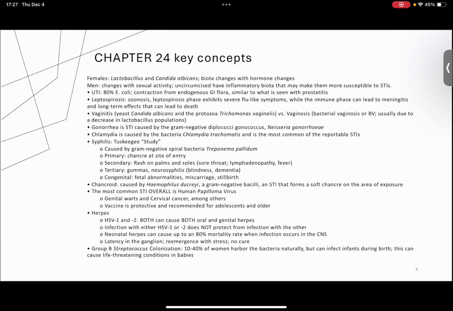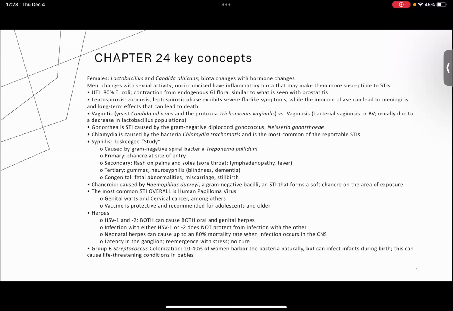There is no cure for herpes. It is lifelong. It hides out in the ganglion of nerves and reemerges whenever there's stress, either immune stress or emotional stress, physical stress, whatever, which will lead to reemergence of the virus and then exhibition of those vesicles that are associated with a herpes outbreak.